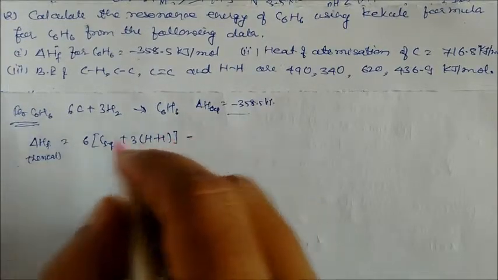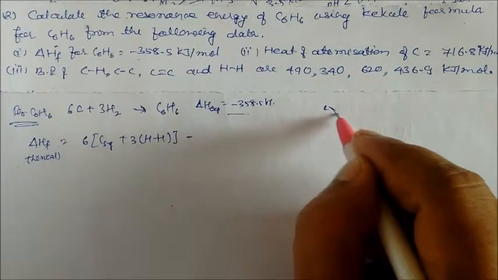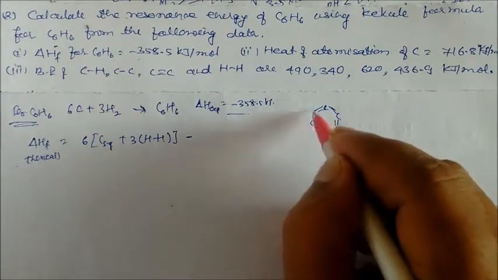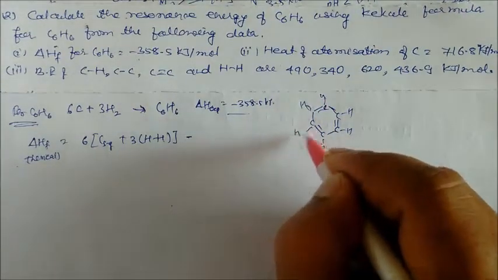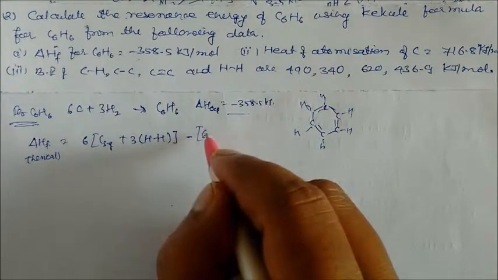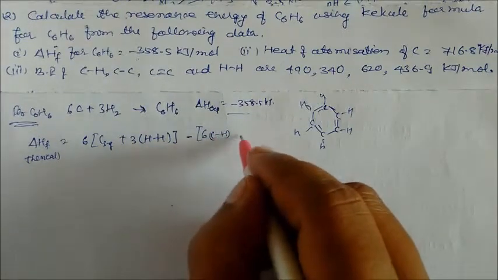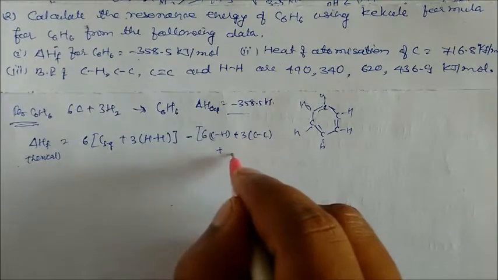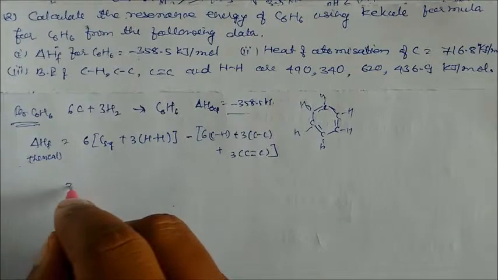So again minus. If you see C6H6, here 6 H is there, so you can write 6 into C minus H. Then plus 3 into C minus C. And then one more data, 3 into C double bond C. So this is given here, so we can put each value.